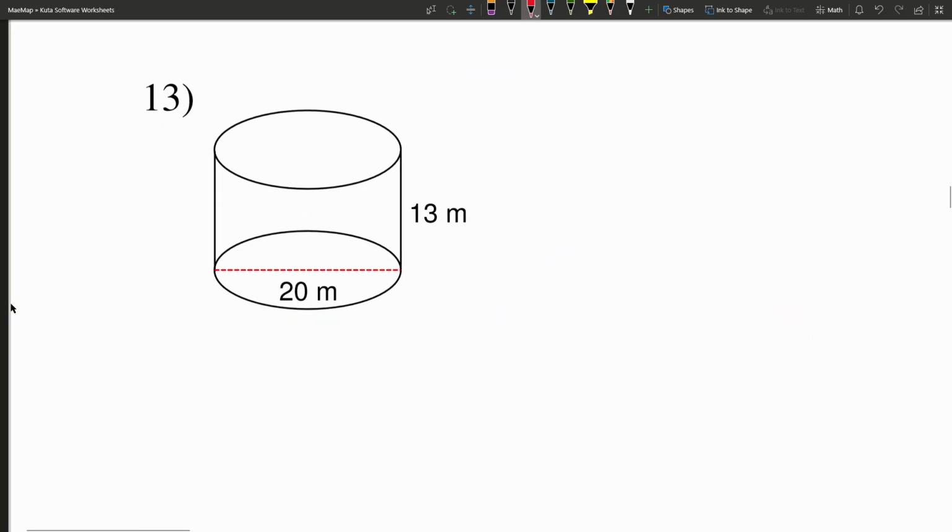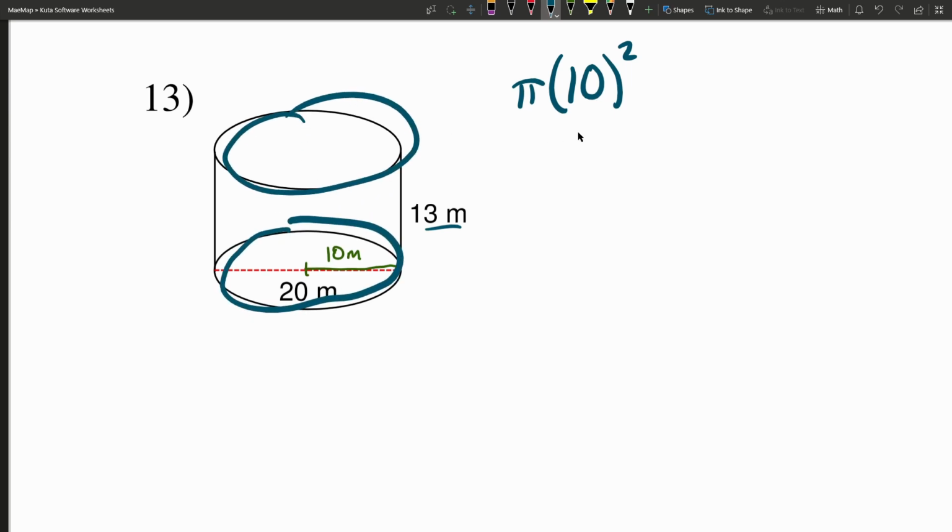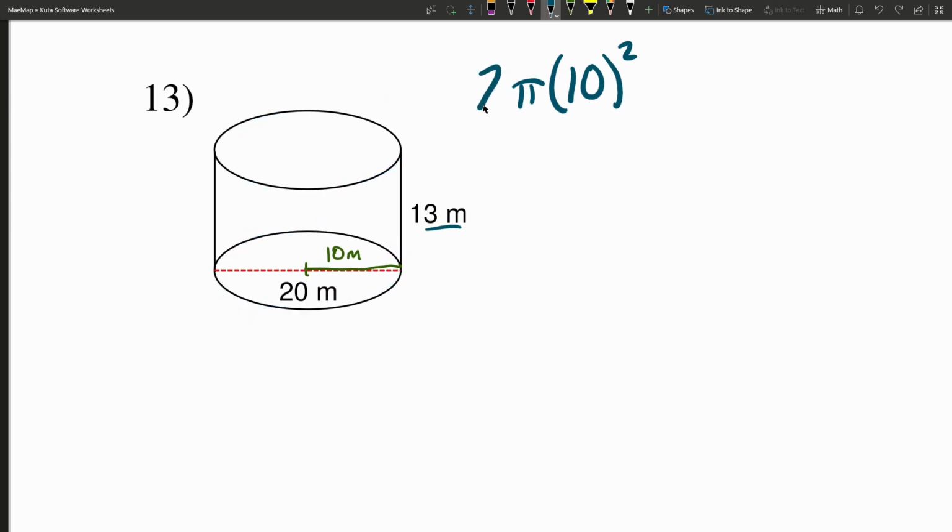For number 13, we have another cylinder. For the cylinder, we need to know both the radius and the height. The height is given to us as 13, and the radius is half of the diameter, which if the diameter is 20 meters, the radius is 10 meters. So for the area of my base, pi r squared, that's pi times 10 meters squared. But I have 2 of those. I have a circle on the bottom and a circle on the top. So that pi r squared gets multiplied by 2.